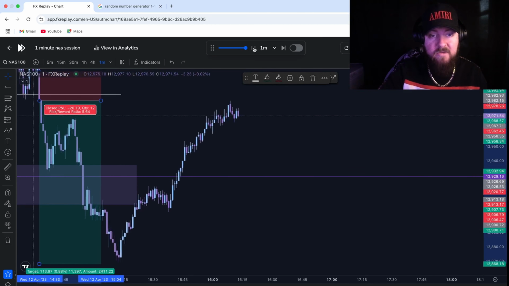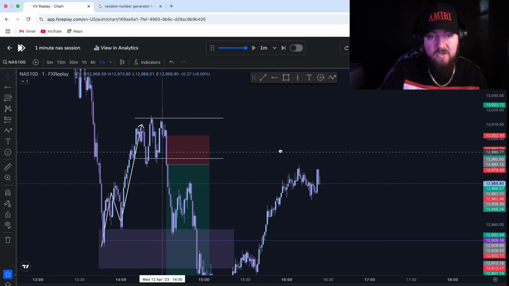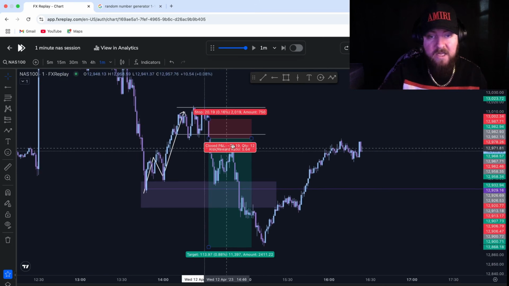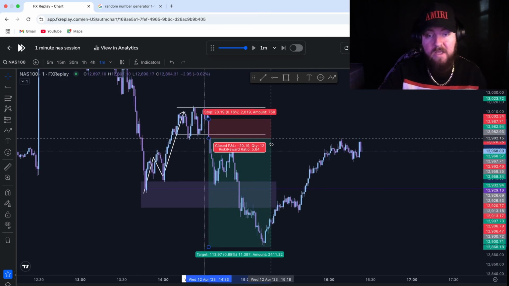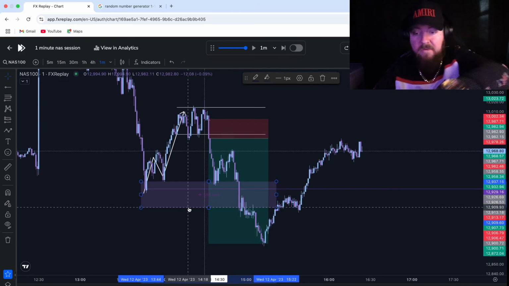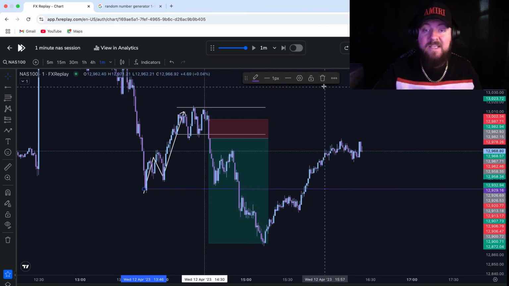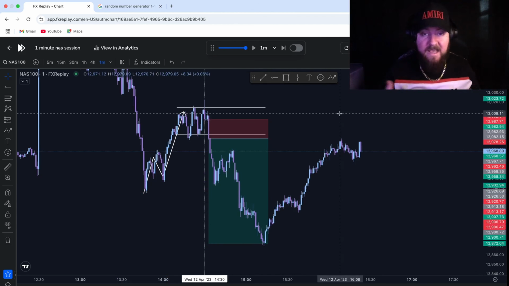Look what it does. Comes all the way back up. Takes everybody's stop losses out and then comes all the way back up. So once you've been in the markets for a while and learning about liquidity grabs and things like that, you're going to be fine. Trust me. But there we go. 1 to 5. And that just makes you forget about those 2 losses you had yesterday.